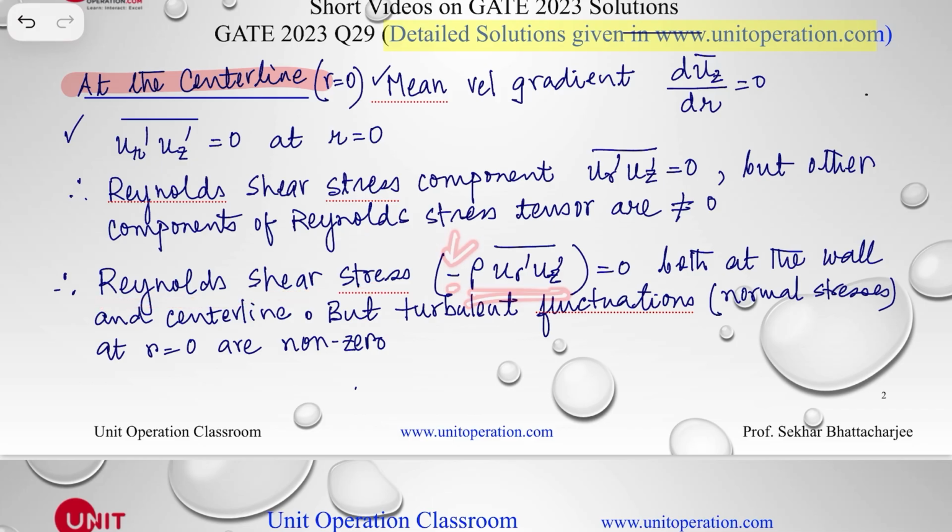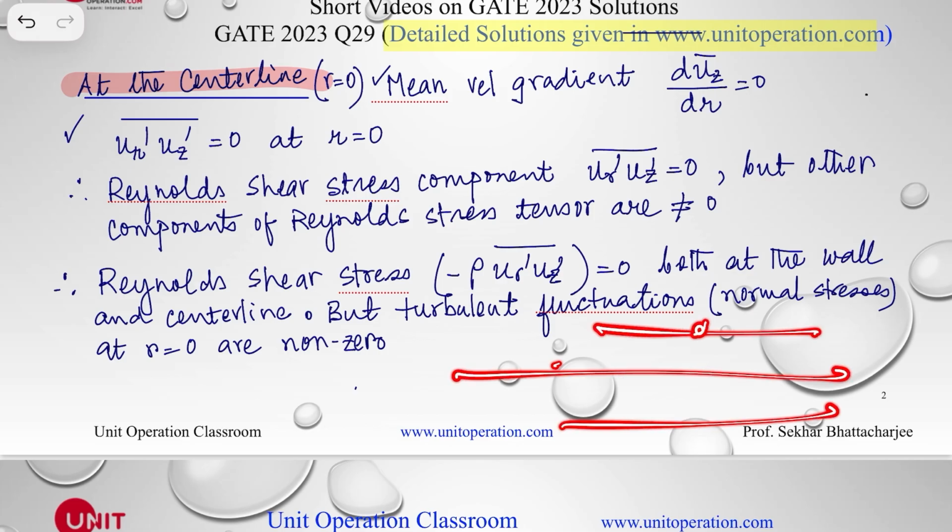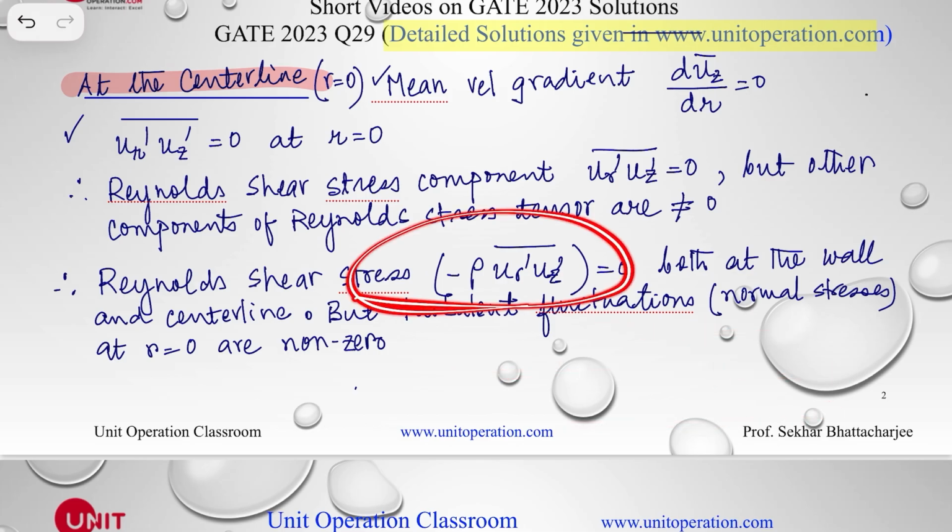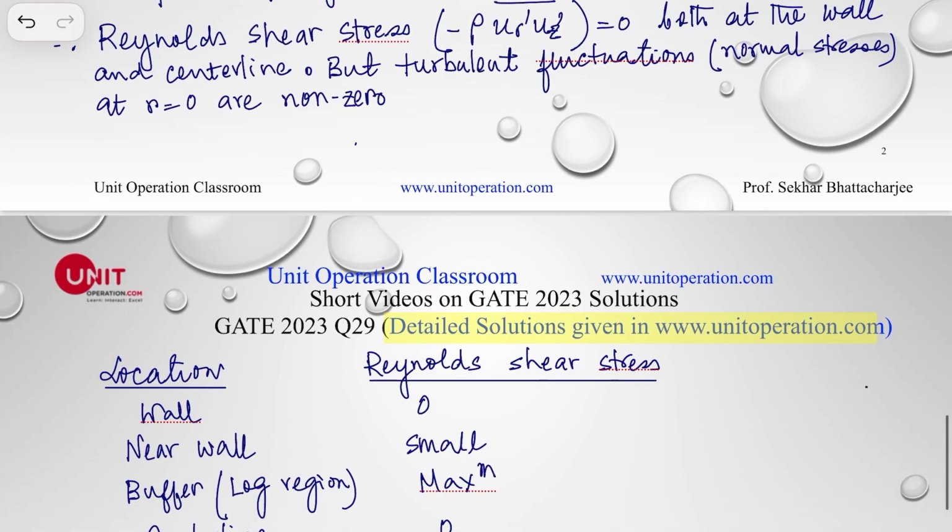This Reynolds shear stress is zero at the wall. So this is going to be zero both at the wall and at the center line, right? Both at the wall and at the center line, this Reynolds shear stress is going to be zero, but turbulent fluctuations in normal stress at r equal to zero are non-zero.